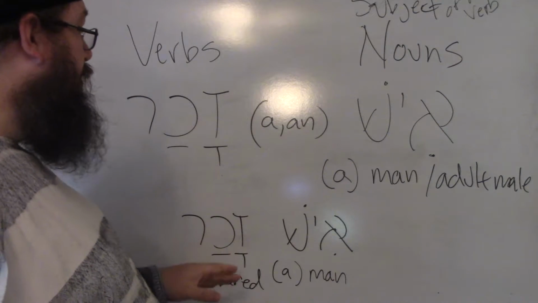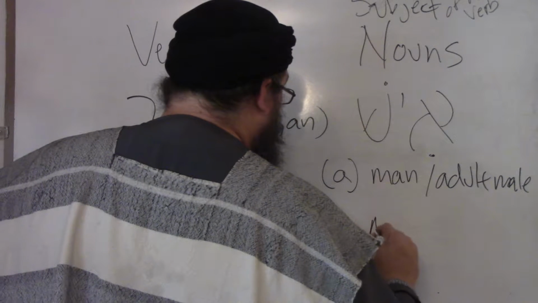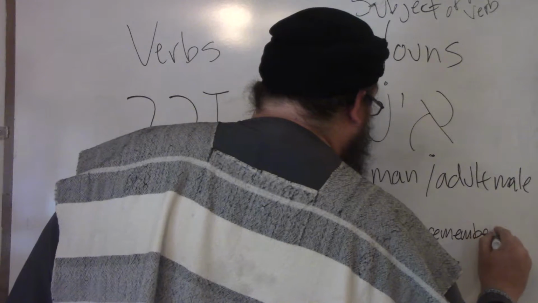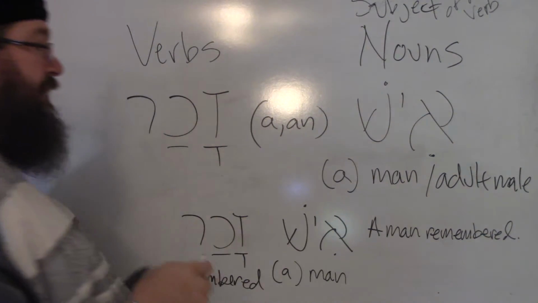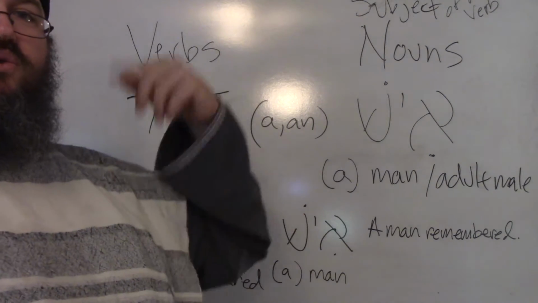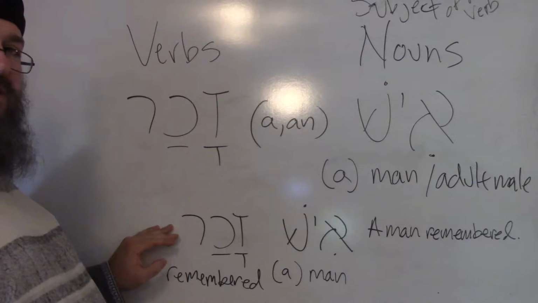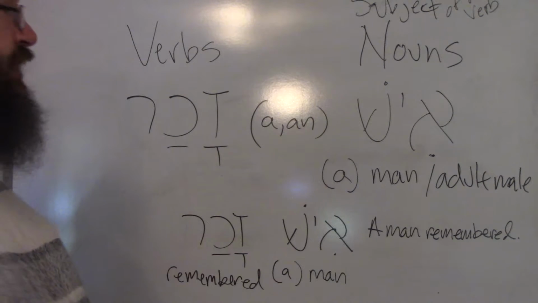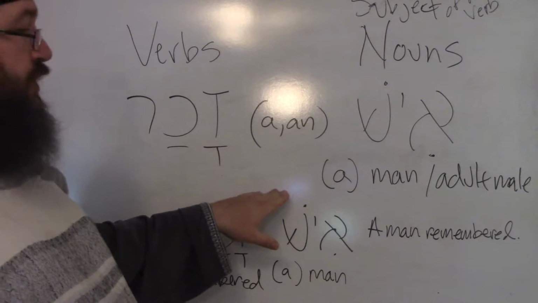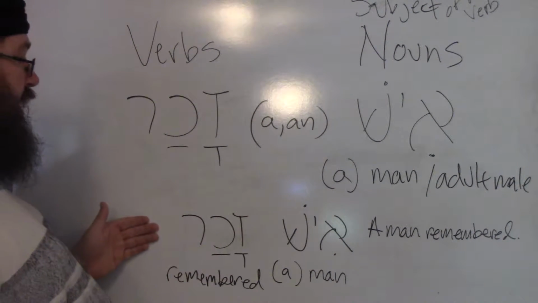So in Hebrew, we're going to be translating this ish zachar as a man remembered, okay? And that's how we're going to translate this sentence. Zachar means to bring to memory, okay? And that's the action form, which is what the verb is. A verb is expressing action. And the noun, which is connected to the verb, is the subject, which is doing the action. And so we have here, ish zachar, a man remembered.